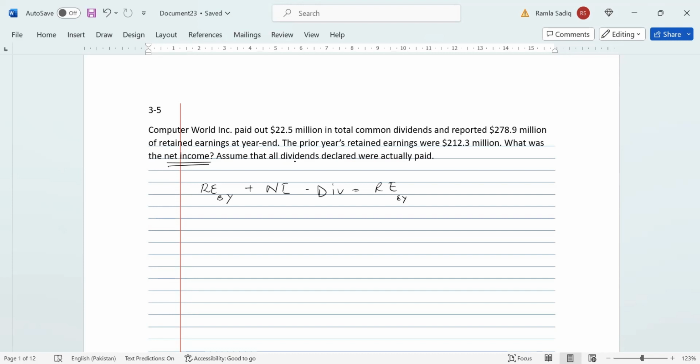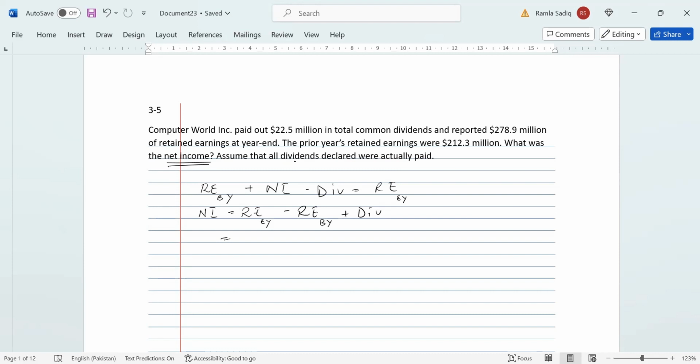What we want to do is shuffle this formula around specifically for net income. So we're going to hold on to net income over here and shift the other two variables to the other side. Net income will equal retained earnings for the end of the year. This has a positive sign on this side, so when it shifts over, it'll have a negative sign, so minus retained earnings for the beginning of the year. And dividends has a negative sign, so when it shifts to the other side, it'll have a positive sign, so plus dividends. Now, we do have all three of these values, so that makes it a lot easier.